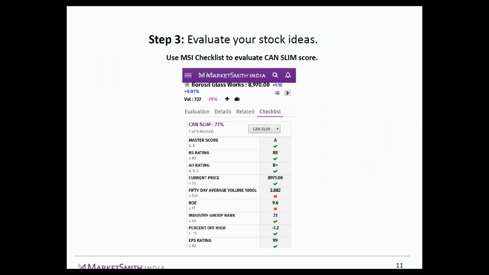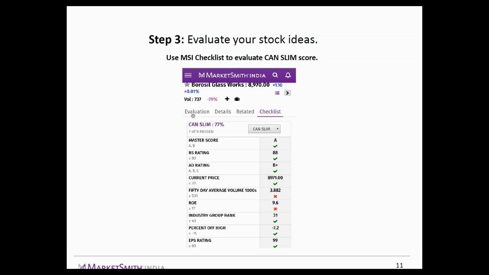So after you find a stock which looks interesting, that is when you can go into the stock from the list. Basically, the list has a number of stocks in it. So once you look at a stock that is looking good, you can go onto the stock, and there are different tabs on the stock page where you can evaluate the stock. So there are four different tabs. One is the evaluation tab, the details tab, the related tab, and checklist tab.